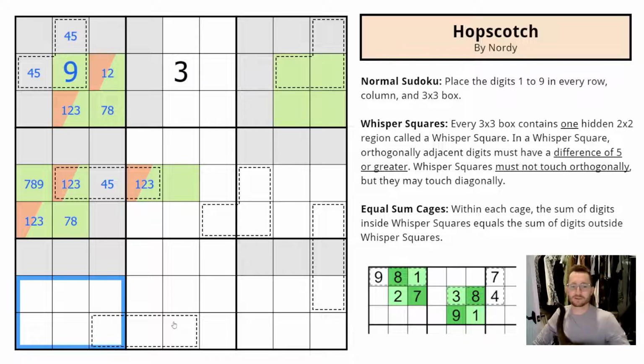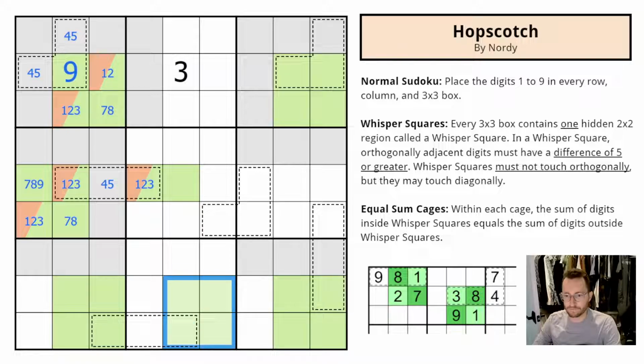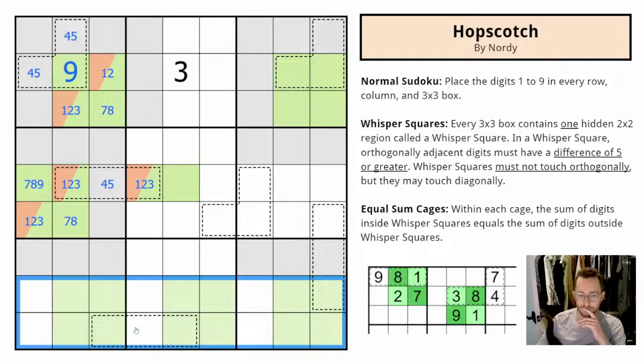And this brings us to the final interesting fact about the whisper squares, which is thinking about what happens when you try to place all of the whisper squares in the same 2 rows or the same 2 columns.